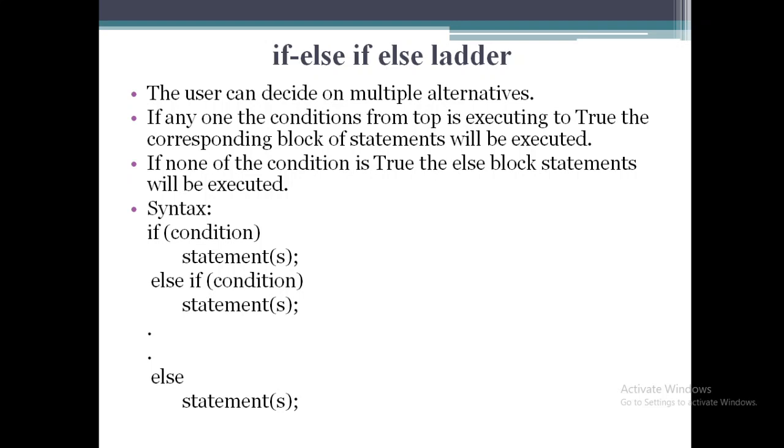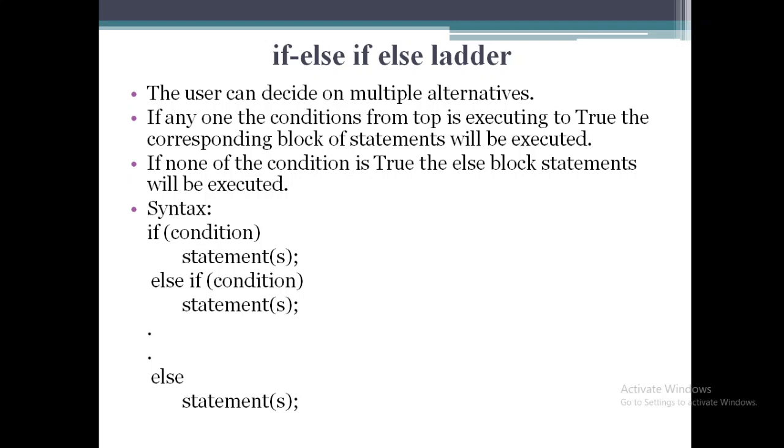Suppose the user has multiple alternatives, a lot of alternatives, and among all these alternatives, any one will be executed, or any one should be chosen for execution. In that case, you can go for if else ladder. Initially one condition will be checked in the if block, and if the condition is not satisfied, then further we are checking many conditions in many else if blocks.